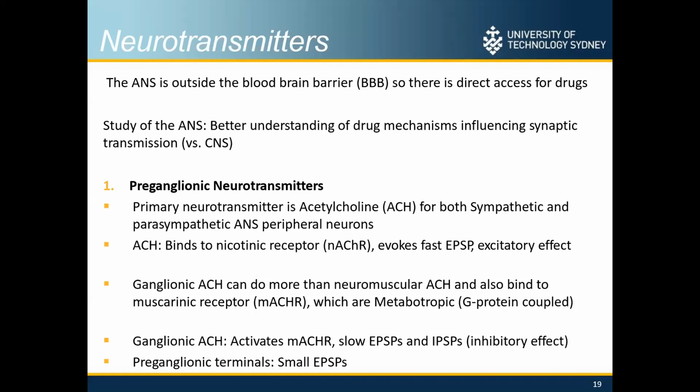In this case, it means that it binds to a G protein coupled receptor, a receptor that activates G proteins, okay, which can produce downstream effects in the postsynaptic cell. The ganglionic acetylcholine binding to muscarinic receptors leads to the generation of excitatory postsynaptic potentials and also inhibitory postsynaptic potentials. Eventually, the response that you get here would be the generation of small excitatory postsynaptic potentials.